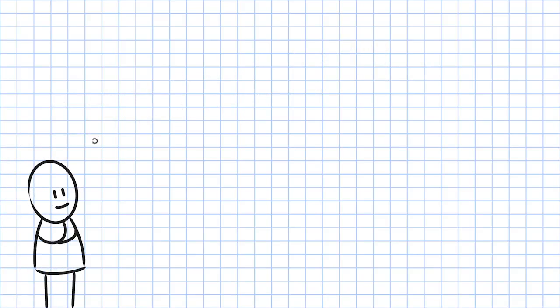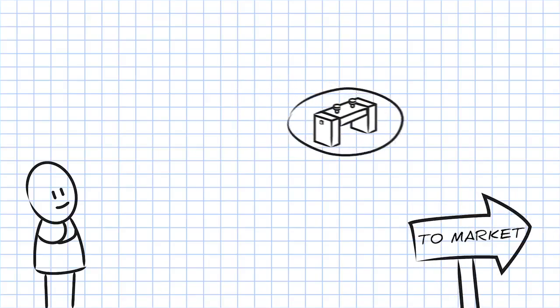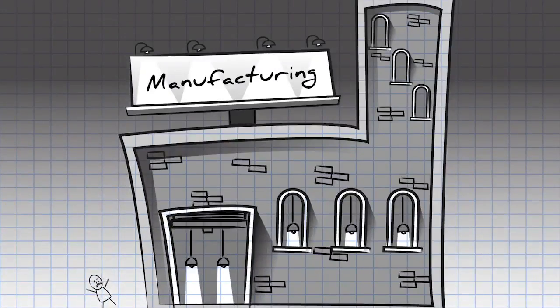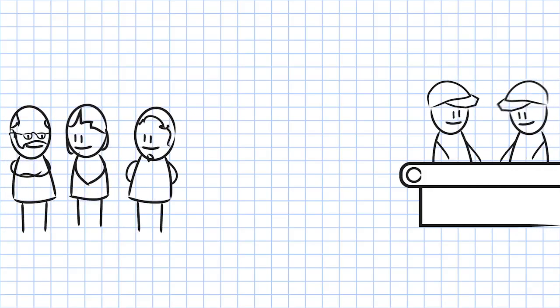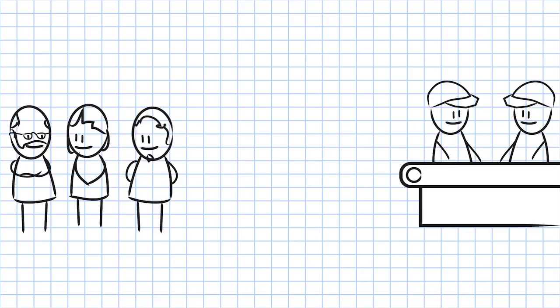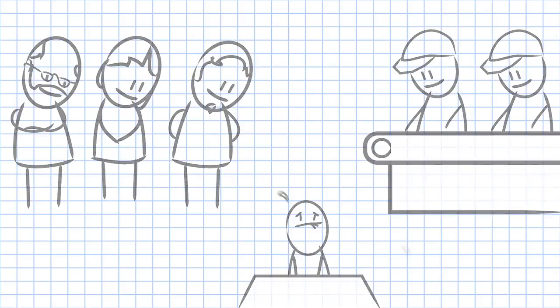Your company has an idea for a great new product, and the only thing standing between the idea and getting the product to market is manufacturing. Manufacturing a new product starts with engineering and is completed on the assembly line. But before the factory can produce one complete product, they need you to create assembly instructions.